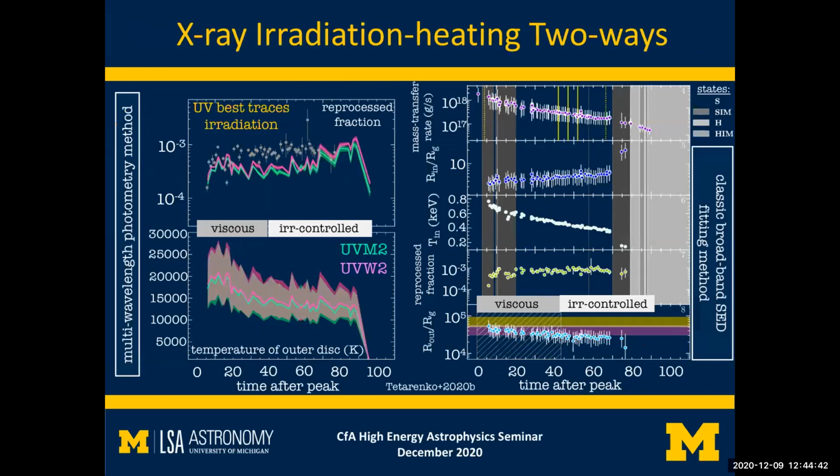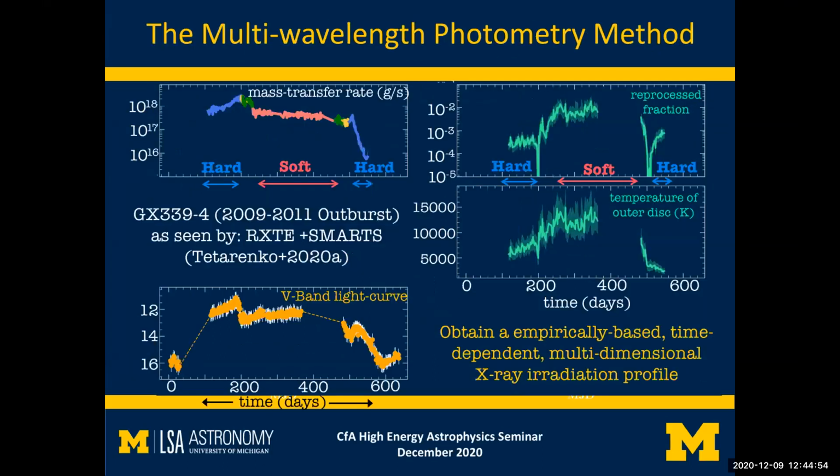So the first step here is to compute the time series evolution of X-ray radiation heating the disk in J0637. We've actually done this in two independent ways. But before I get into that, we're going to go into a little bit more background here.